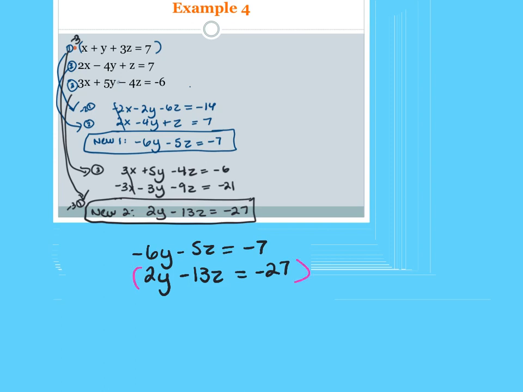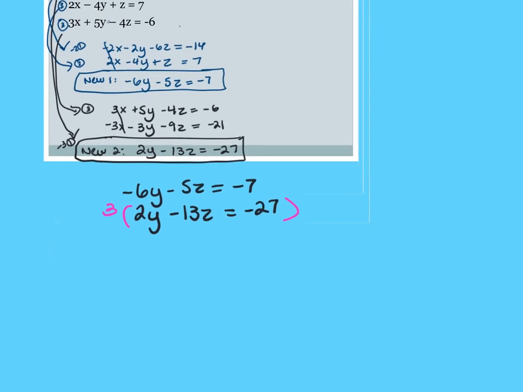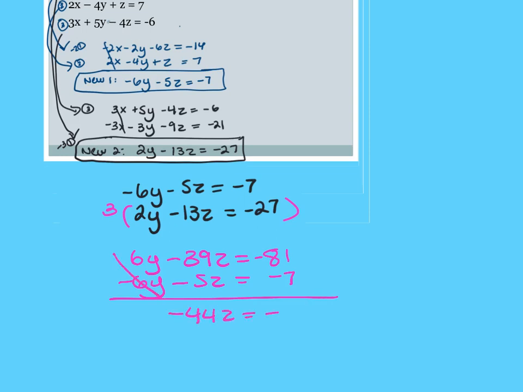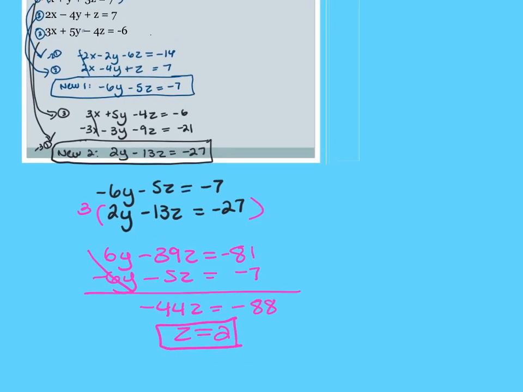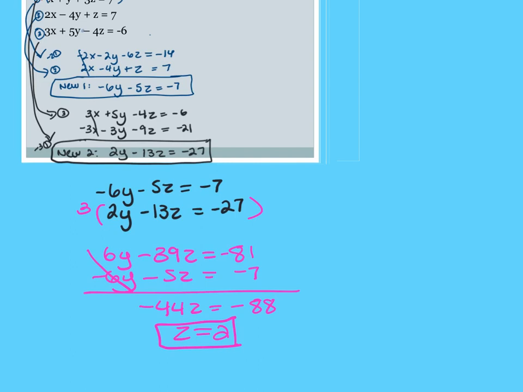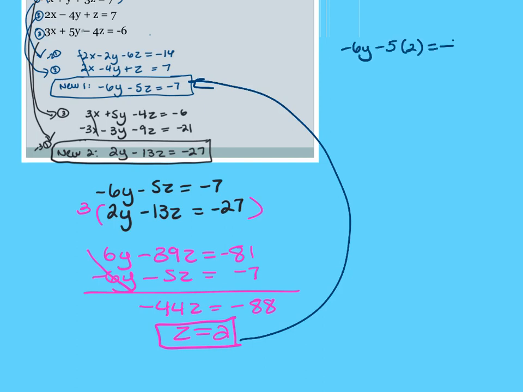This one, I still have to do one more step. I'd have to multiply this by 3. So I get 6y minus 39z equals -81, and then -6y minus 5z equals -7. Cancels, -44z equals -88. Z equals 2. There's the first one. Take it, plug it back into either of the new ones. So let's say I plug it back into here. -6y minus 5 times 2.